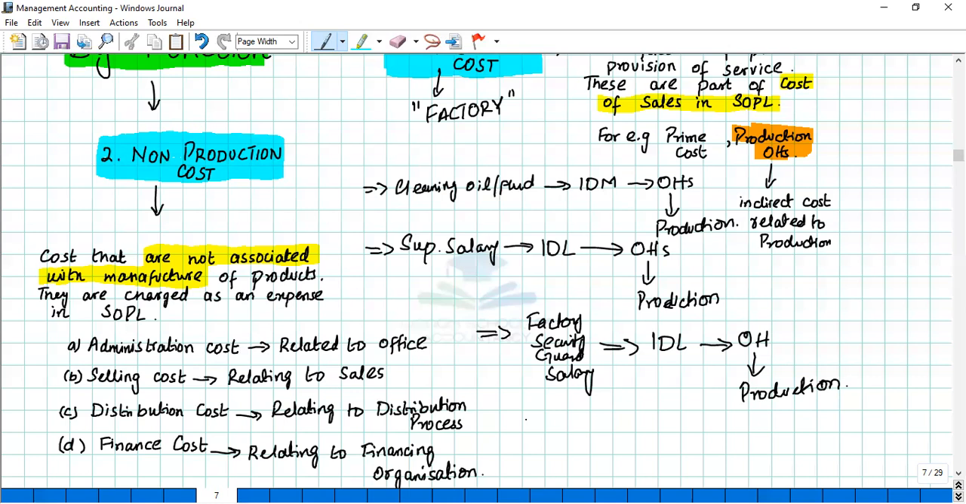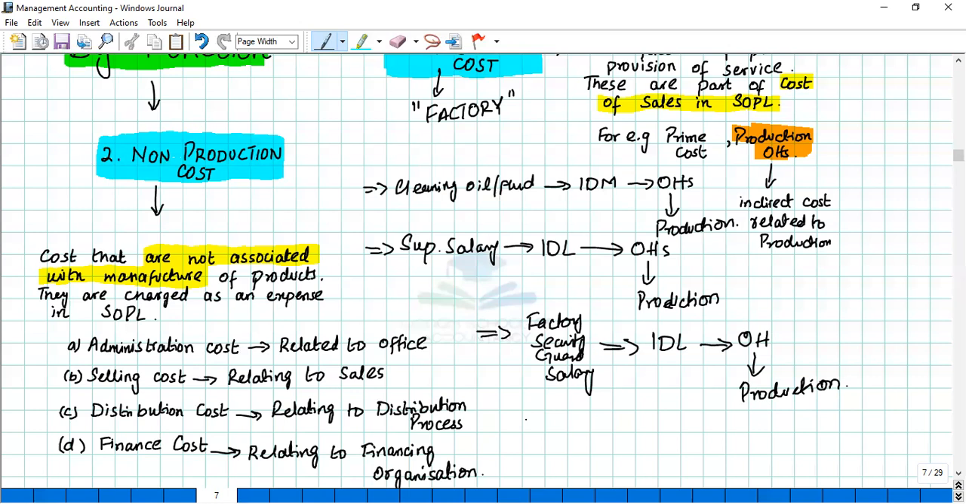Then comes the selling cost. Selling cost is basically all the costs that are related to boosting the sales. Okay, the costs relating to the sales process will be known as selling cost. Like advertisement and marketing, it can come under the selling cost. You're advertising for the product so you could boost sales. You are marketing for the product so you could boost sales. So they can also come under selling cost. The sales manager's salary is a selling cost.